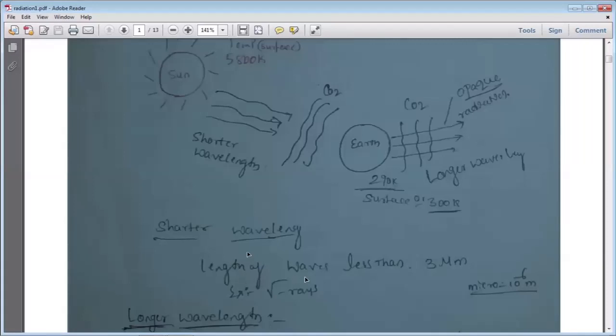Shorter wavelength means the length of the waves is less than 3 micrometer. Understand? Micro is 10 raised to minus 6 meter. An example is gamma rays. So shorter wavelengths are waves with a length of less than 3 micrometer, where micro means 10 raised to minus 6 meter. Gamma rays are called a shorter wavelength.